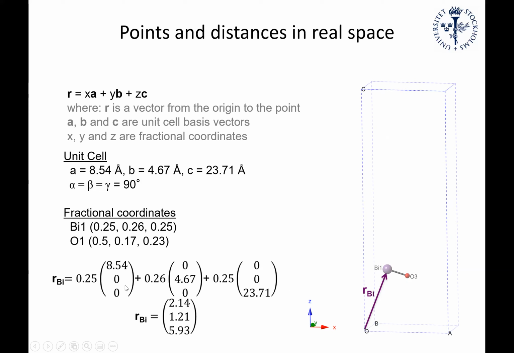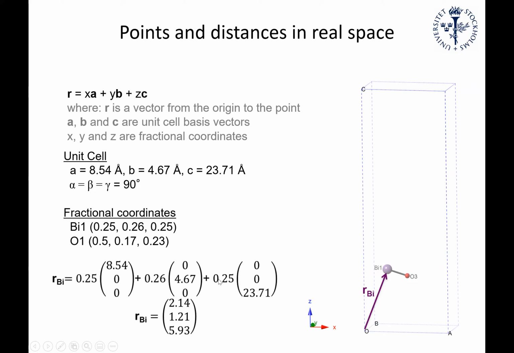The A axis doesn't go along Y or Z, so those values in the matrix are 0. It's 8.54 angstrom along X. Then for this part here, yB, for y we put in that fractional coordinate, 0.26. And for B, our base vector, we're going 0 angstrom along X, 4.67 angstrom along the Y direction. That's our unit cell parameter B, and 0 angstrom along C.